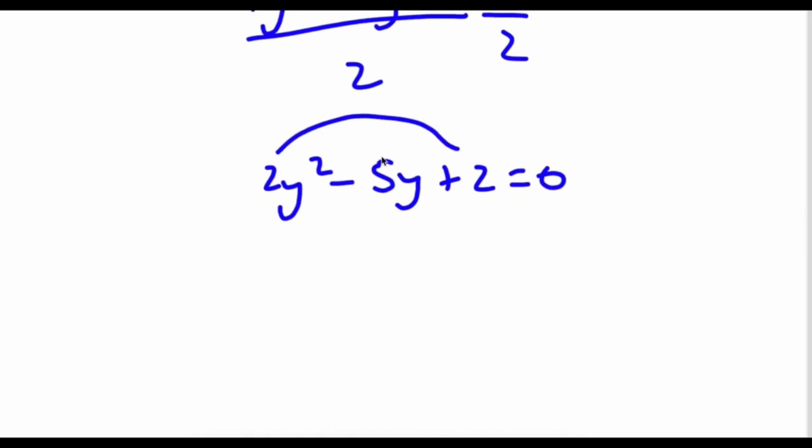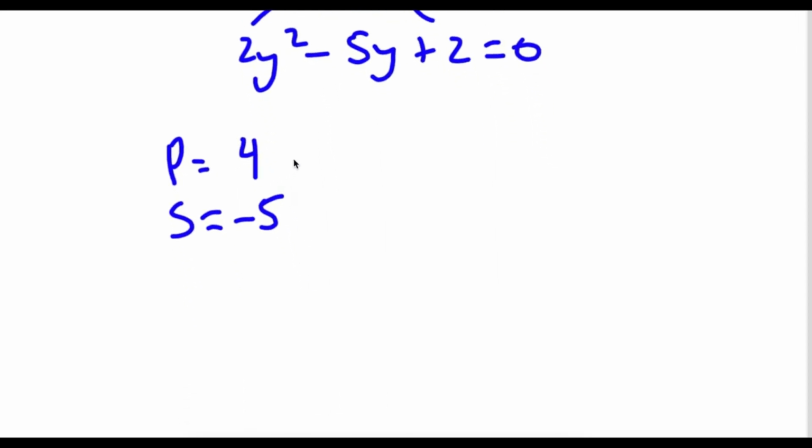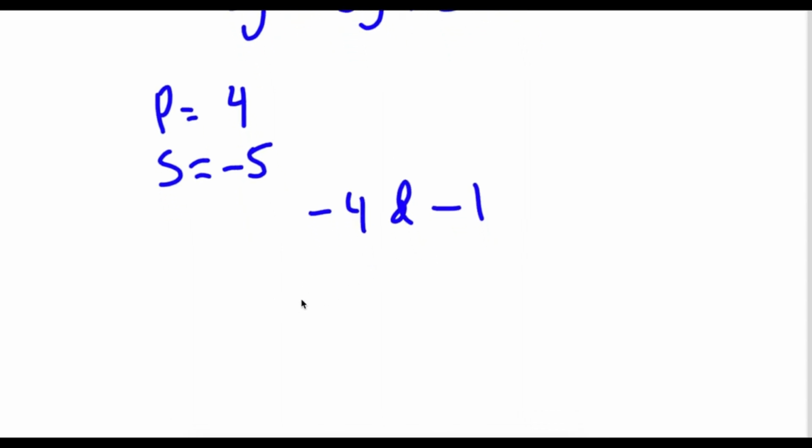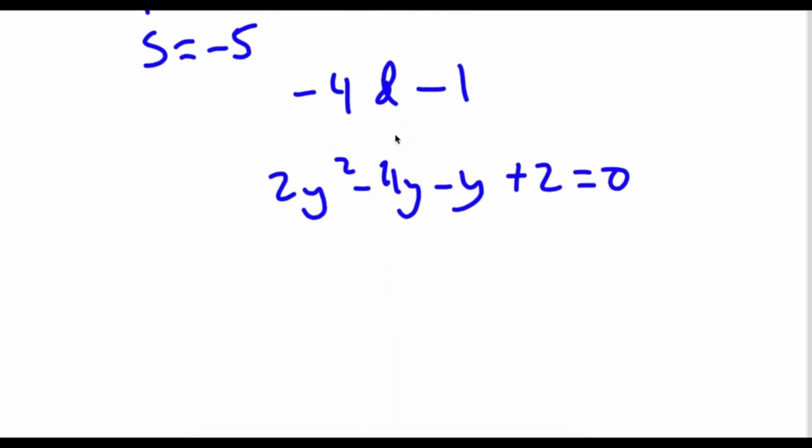Now, I have to find two numbers with a product of 2 times 2, which is 4, and with a sum of negative 5. So these two numbers could be negative 4 and negative 1, because negative 4 times negative 1 is 4, and negative 4 plus negative 1 is negative 5. So negative 4 and negative 1. So now I have 2y squared minus 4y minus y plus 2 is equal to 0. Now I can factor by grouping.